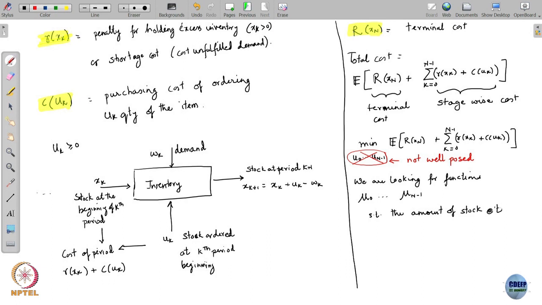at time k, which is uk, is equal to mu k of xk, for all values of xk. So, whatever be the value of the stock available at the beginning of the time period, you will be able to find uk as a function of that once you know mu k.